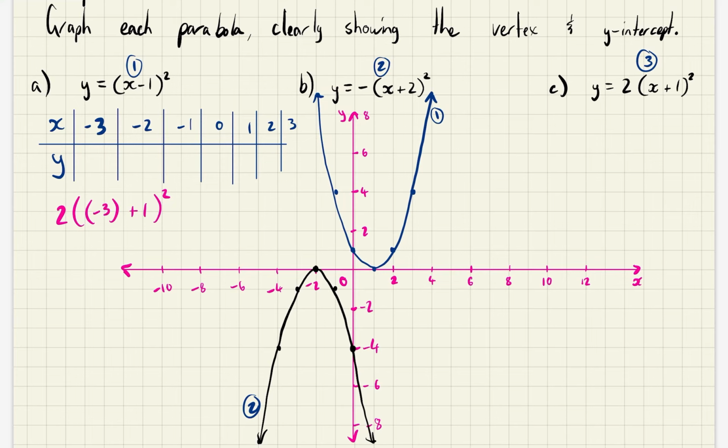Okay, so I'm going to put in values. So the first one I'm going to do is -3. So type in the calculator with all those brackets. I know it looks crazy, but it gives you the answer, so may as well do it. We get 8. When it's -2, we get 2. When it's -1, we get 0. When it's 0, we get 2.